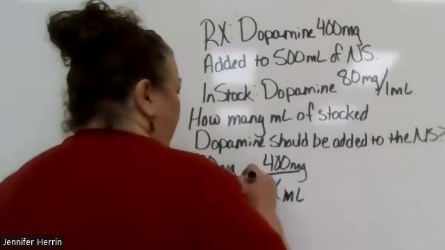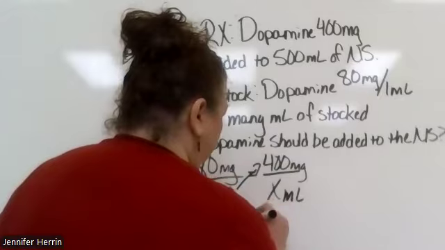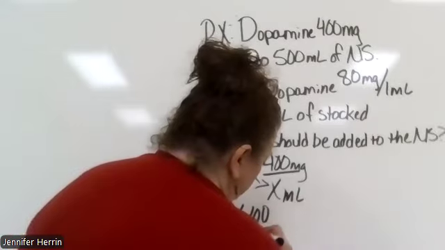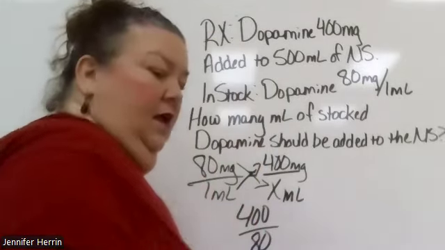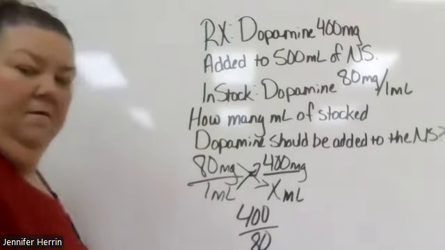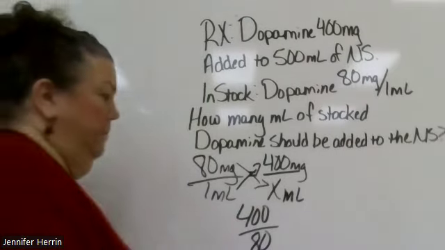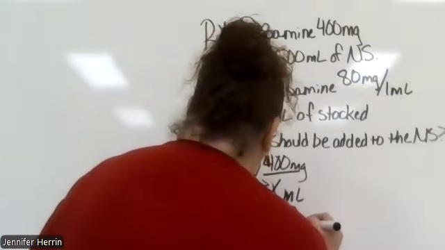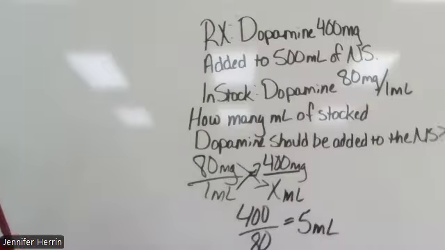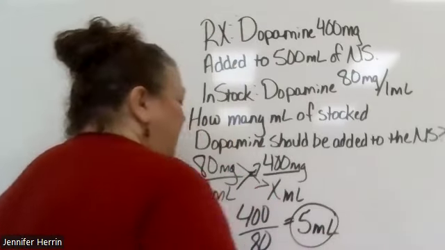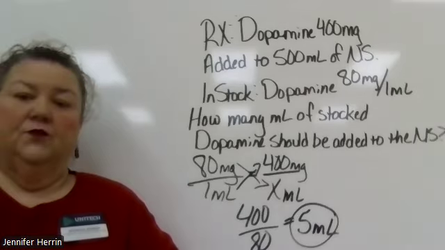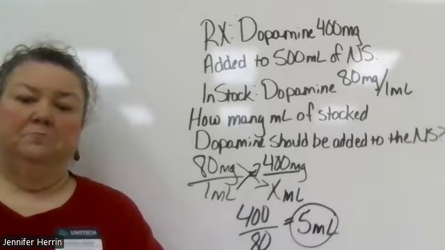Then we're going to cross multiply. 1 times 400 is 400. I cross multiply the other direction, I'm going to get 80x. So I can divide by 80. And 400 divided by 80. And hopefully you got the same thing I got. We need to add 5 milliliters of the dopamine that we have in stock to the normal saline IV bag.